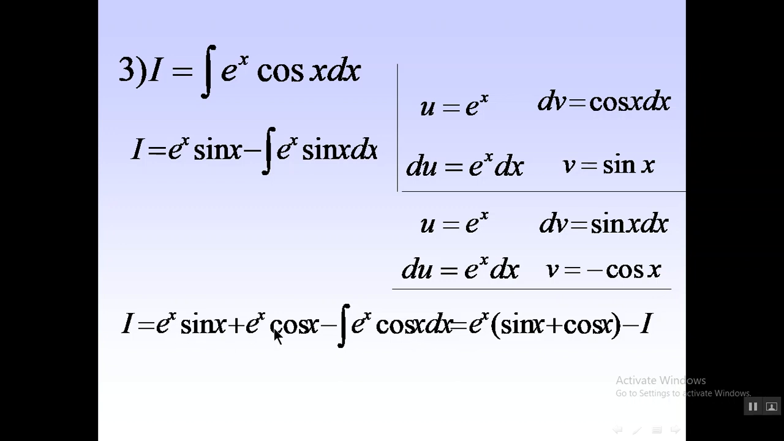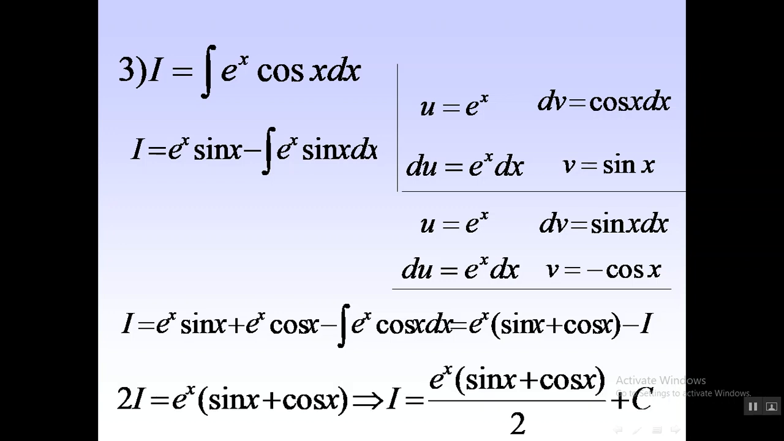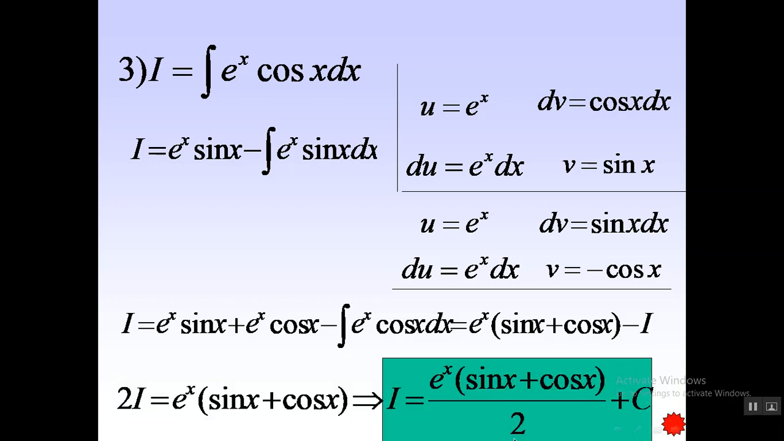We can factor the e to the x here, so it is e to the x times (sine x plus cosine x), and you know that this is the first integral we had at the beginning, e to the x cosine x, so we named it I, so we get this minus I. Now you have an equation: I equals e to the x (sine x plus cosine x) minus I. So we solve this equation for I. We can move two I's to the left, so I get 2I equals e to the x (sine x plus cosine x), and from that you get I equals e to the x (sine x plus cosine x) over 2 plus c.